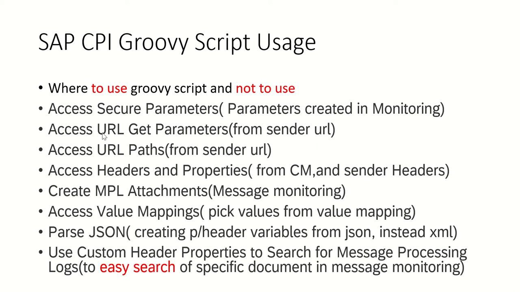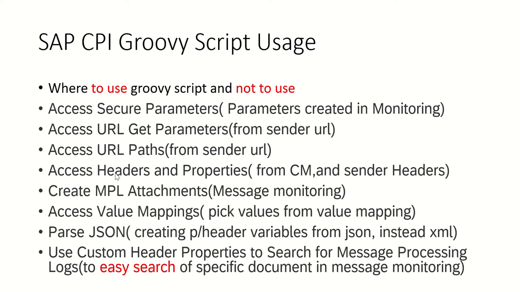And accessing the URL GET parameters. Sometimes your sender sends certain parameters in the URL. If you want to access those parameters and assign those values to your property or a header variable, you can do it using the Groovy script. And URL path also. If you want to access the URL path which is sent by the sender system, then also you can use the Groovy script.